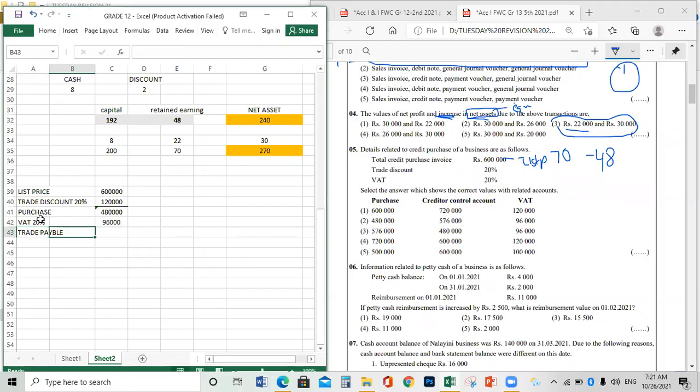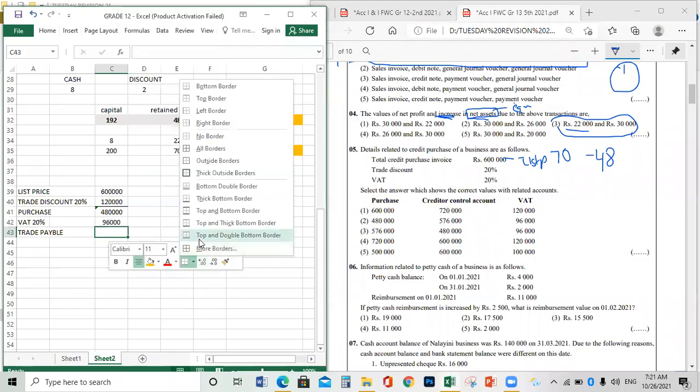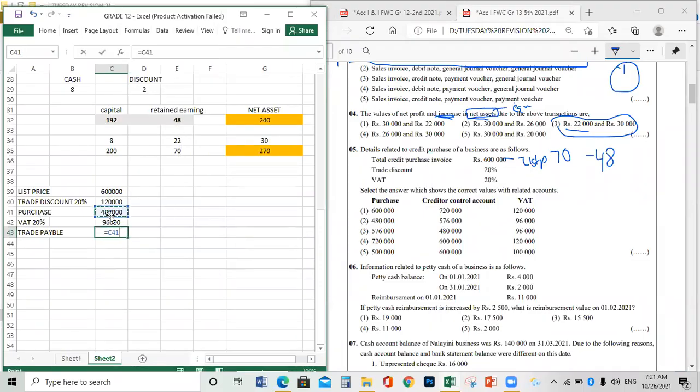Because guys, you're not just going to pay the purchase value, you will pay with the VAT. You have to pay including VAT. So what is the payable amount? What is the total amount you have to pay to the trade payable? The total amount you have to pay to the trade payable is 576,000. Okay, I'll repeat it again.